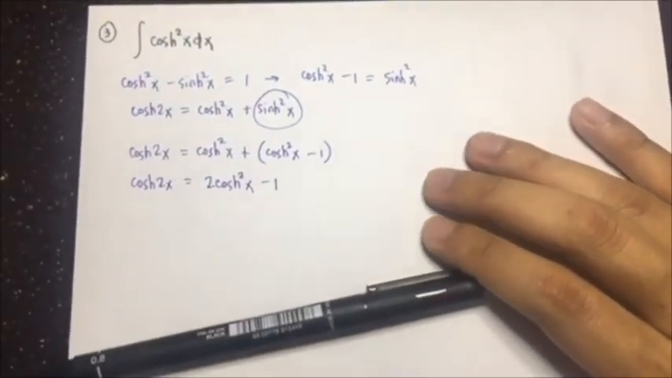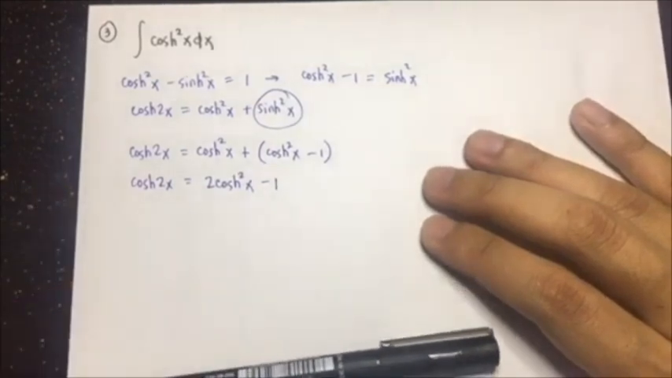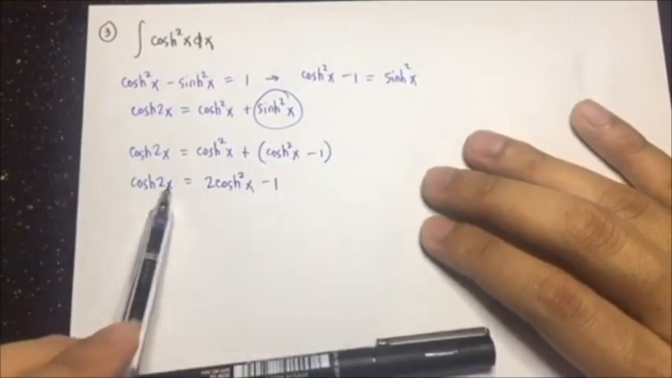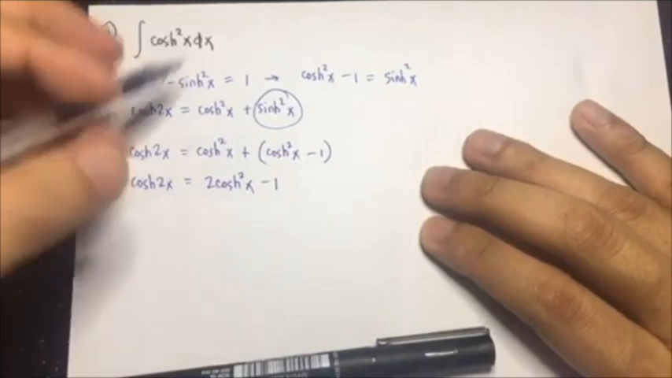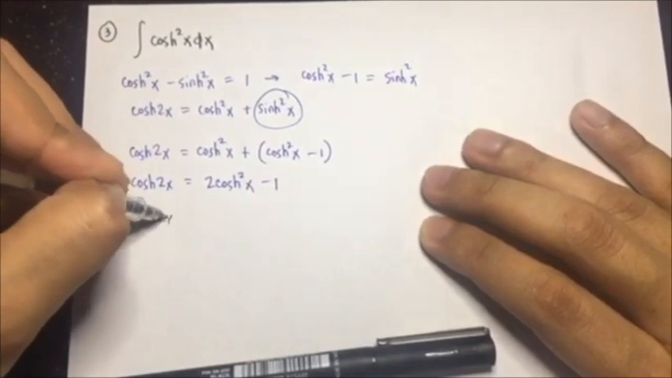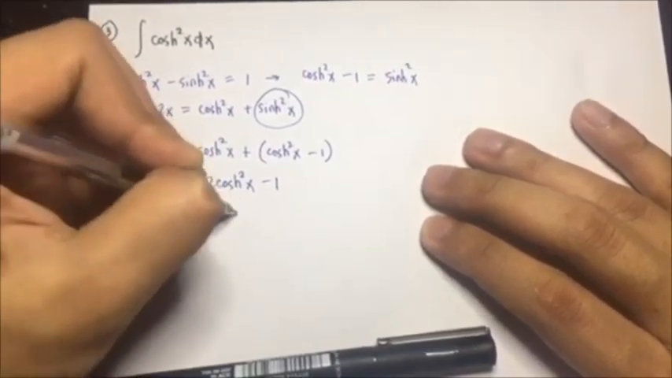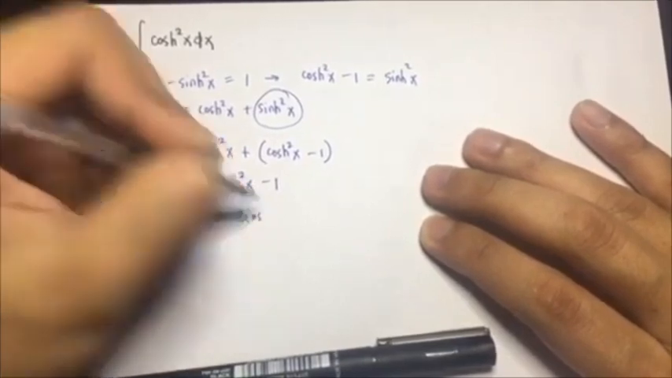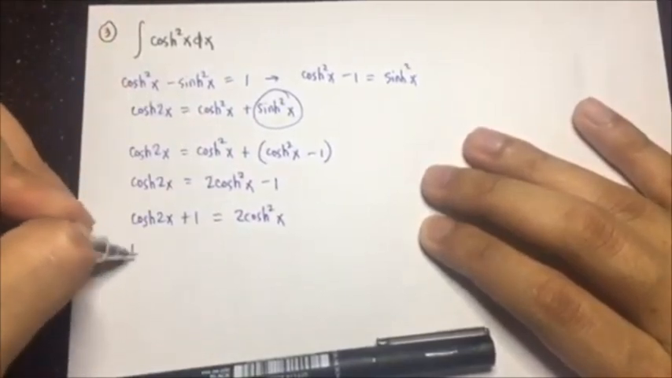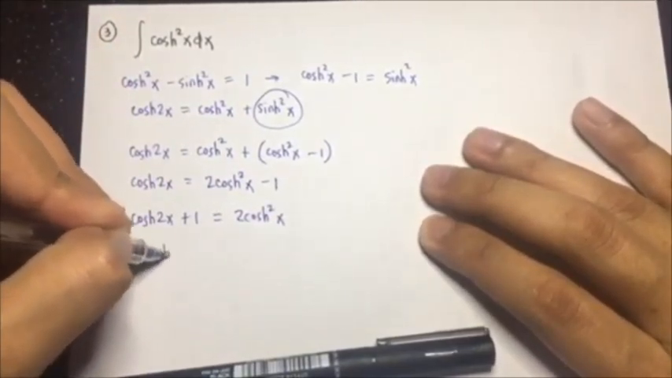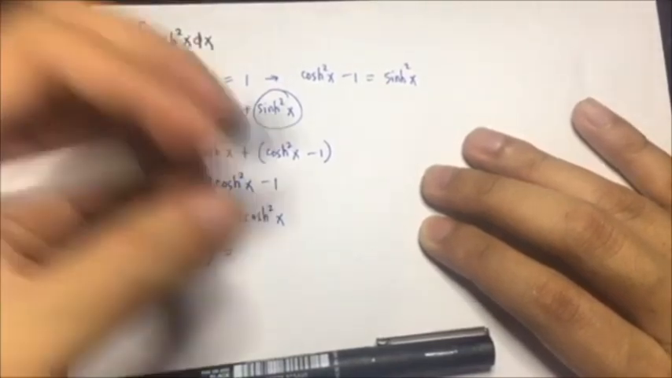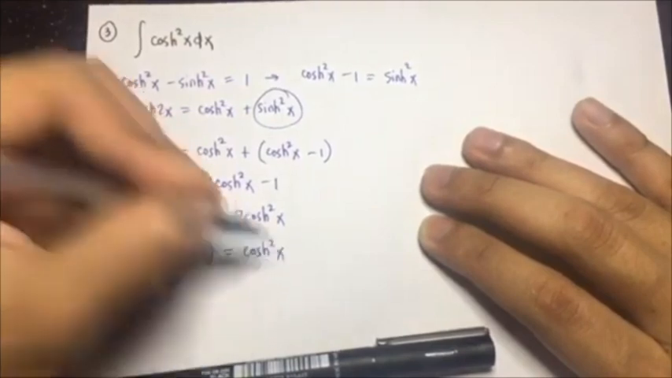Okay, since we will be needing the hyperbolic cosine squared of x, transposing 1 to the other side, we will have hyperbolic cosine of 2x plus 1 is equal to 2 hyperbolic cosine squared of x. Dividing both sides by 2, we will have 1/2 times hyperbolic cosine of 2x plus 1 is equal to hyperbolic cosine squared of x.